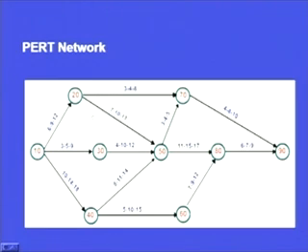Certainly here also we can calculate the critical path, but for each activity there are 3 time estimates. So we need to calculate one time estimate out of these 3 for each activity, and that expected time for each activity would be used for calculating the critical path or finding the longest path in the network.